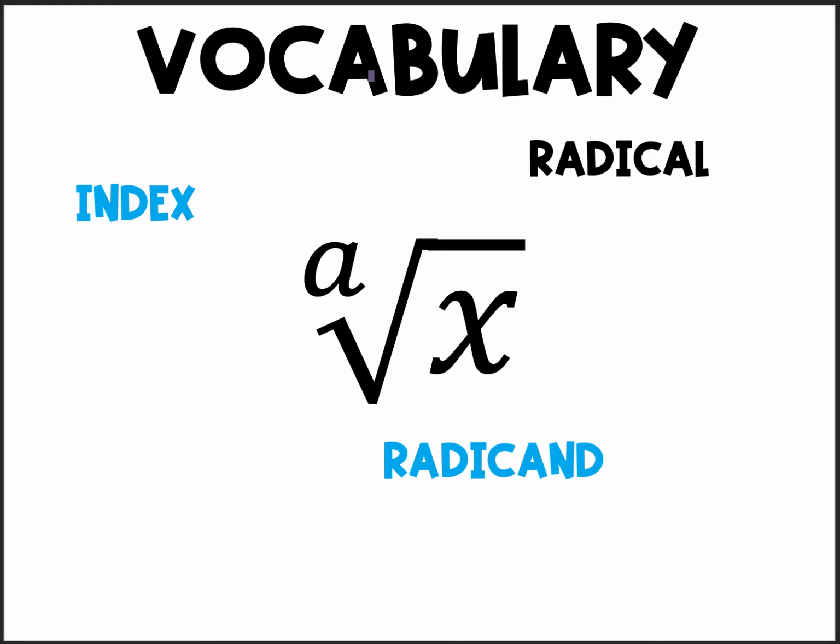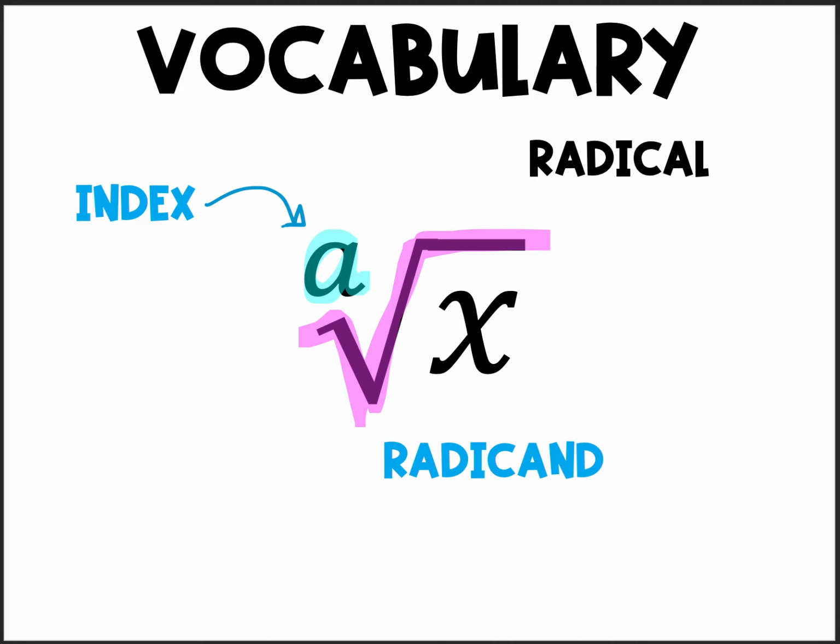The first part that I would like to go over is the vocabulary of radical expressions. This is a radical term or a radical expression, the whole thing. We call this the radical symbol, this little house with a tail. The value that gives you the degree is called the index.